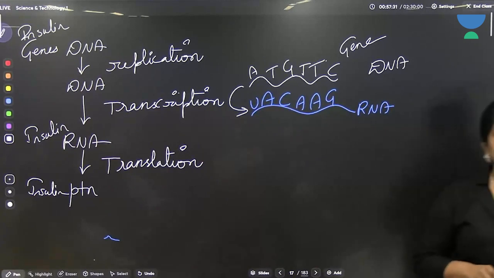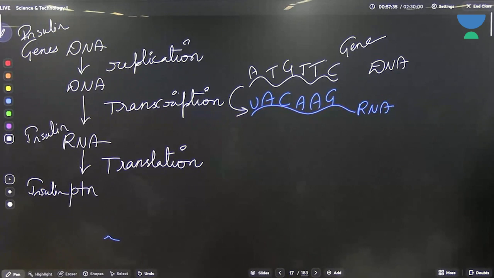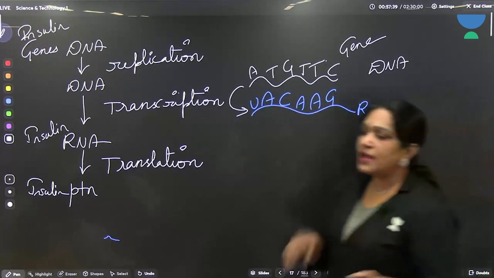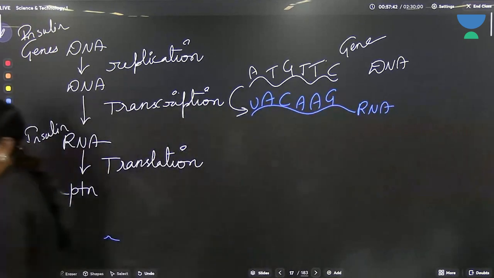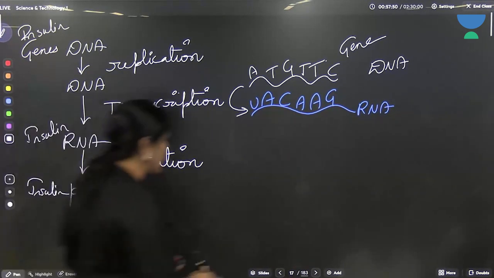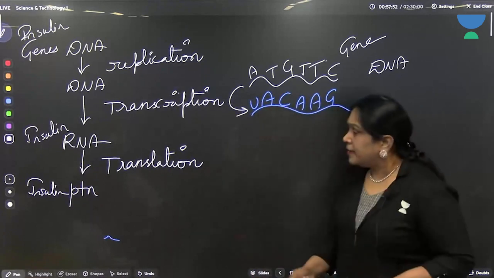All of you, do we have RNA? Yes. But is it our genetic material? No. Then what is our genetic material? DNA. DNA to DNA copying is called? DNA to RNA conversion is called? RNA to protein conversion is called? Translation. Okay.